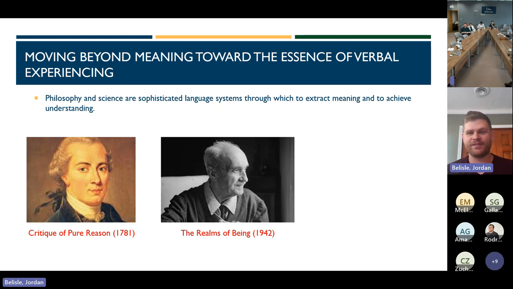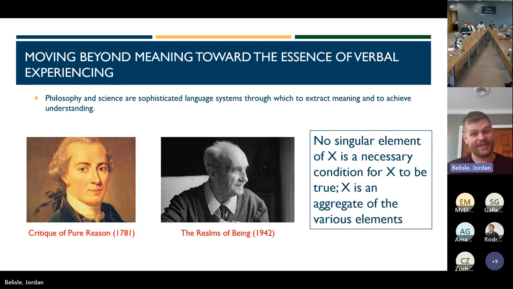Philosophers extending from Kant delineated between deductive logic, which very much resembles RFT models like I just described, and transcendental logic, which moves beyond meaning to discussions of essence. This essentially proposes that no singular element of a thing, X, is necessary for X to be true, because X is an aggregate of the various elements that X entails.